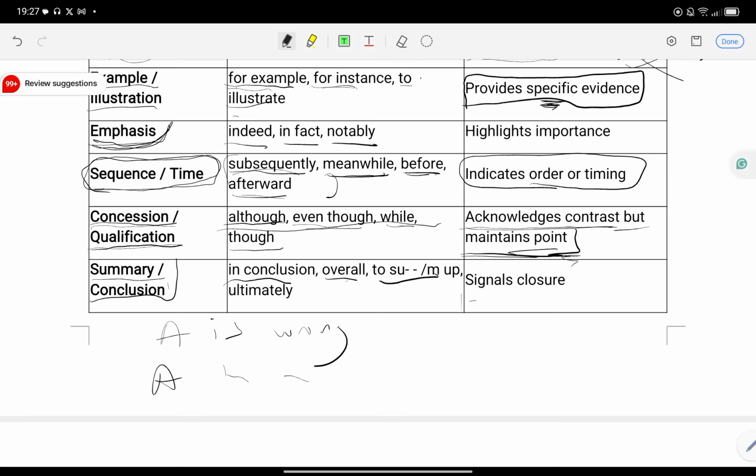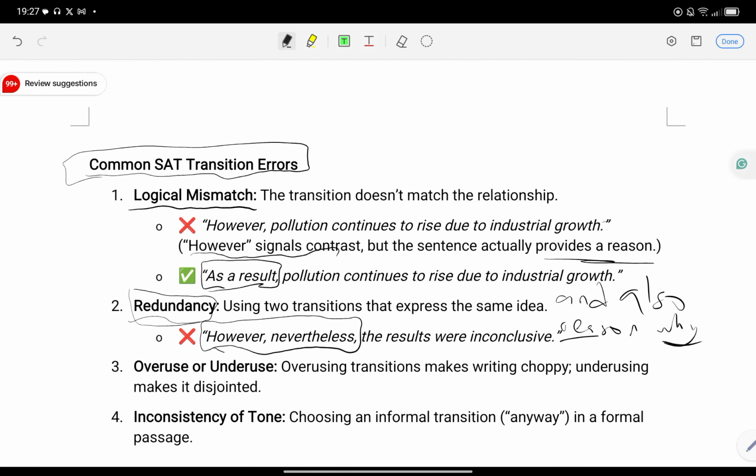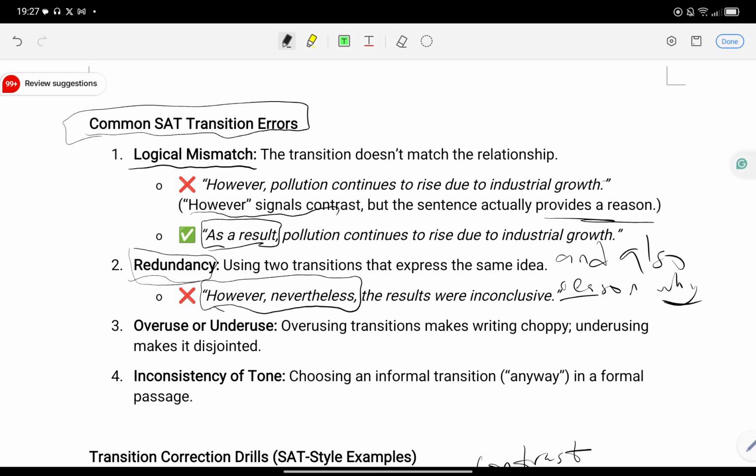Basically, the signal closure. Now, common SAT transition errors. These are some of the types of errors you would notice in the test. There's the error of logical mismatch. This is a case when the transition doesn't match the relationship.